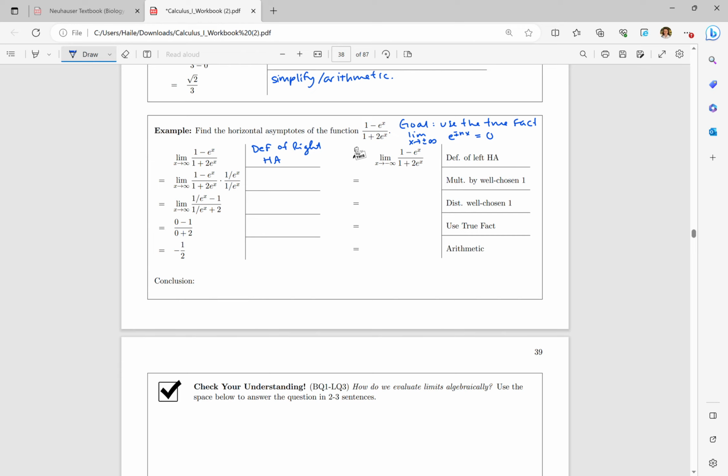Okay, now this process is going to be pretty similar to the previous example, except we don't want to multiply by something over x, we want to multiply by something over e to the x. And it's kind of the same, so you just look for the highest power of e to the x in the denominator, and that's what you're going to multiply by over itself. So in this step, we're multiplying by a well-chosen 1.